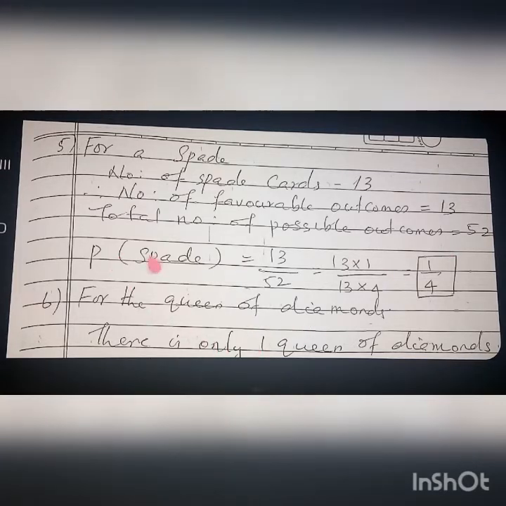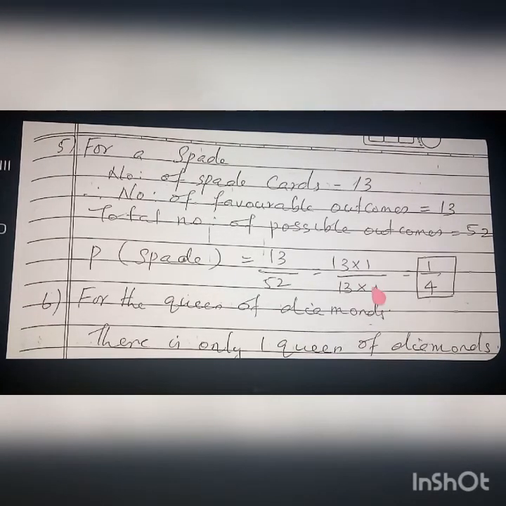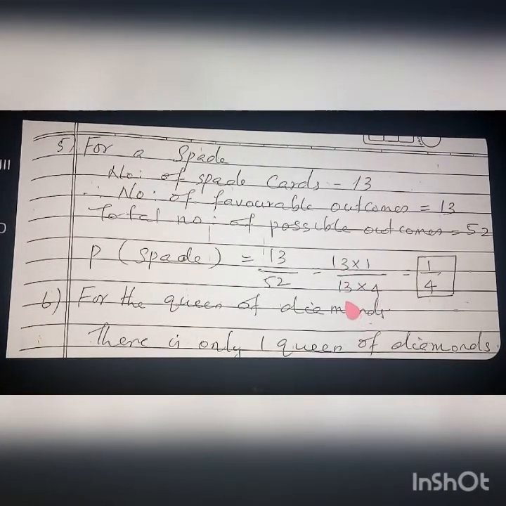Therefore, what will be the probability of a spade? 13 by 52. That is 13 into 1 divided by 13 into 4. The 13 will cancel. So your answer will be 1 by 4.